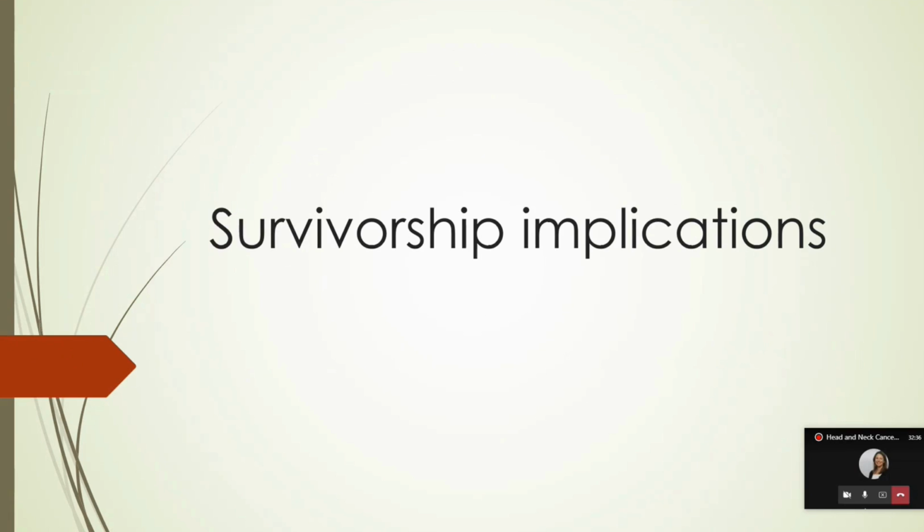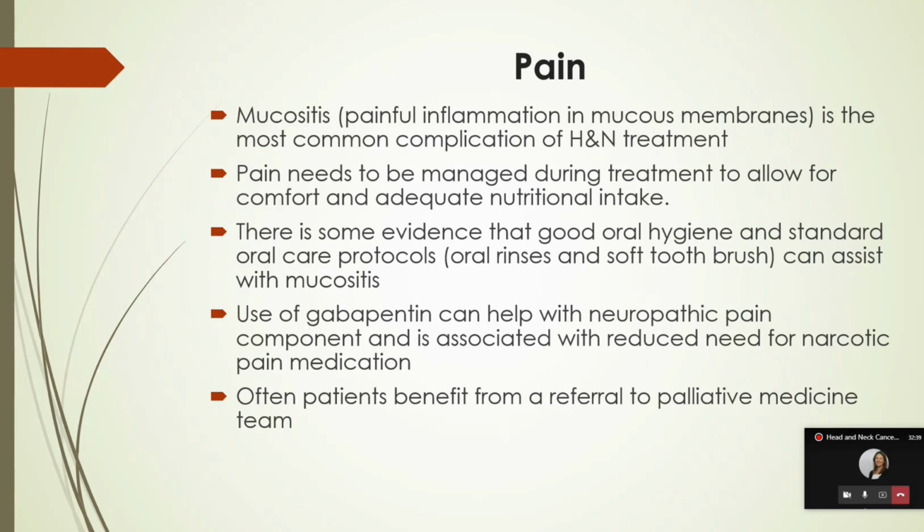So there's several different implications for survivorship, and there's several different types of potential side effects going through treatment. One of the main side effects people have is mucositis, which is a painful inflammation in the mucous membrane. And again, it's the most common complication of head and neck cancer treatments. So pain needs to be managed during treatment to allow for comfort and also for adequate nutritional intake. Pain in the mouth and in the throat can affect people's ability to swallow and eat, and we want to make sure that they're maintaining their nutritional intake.